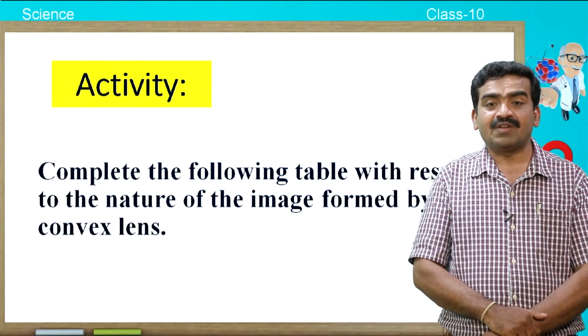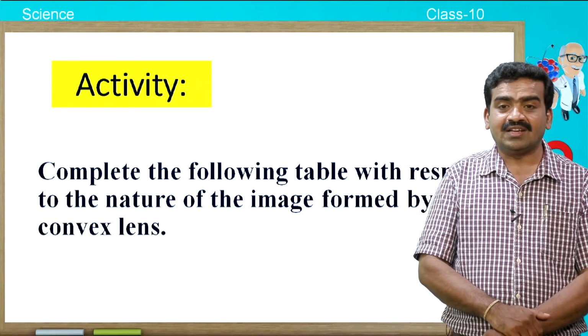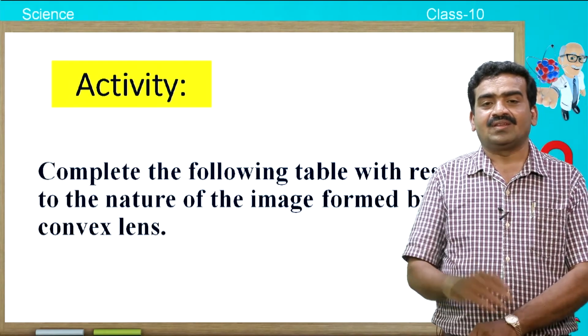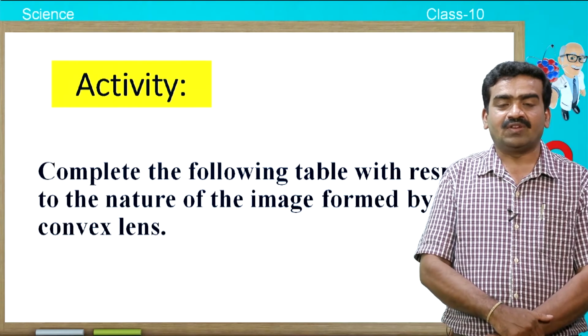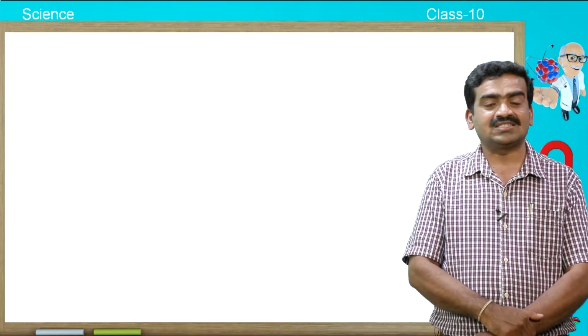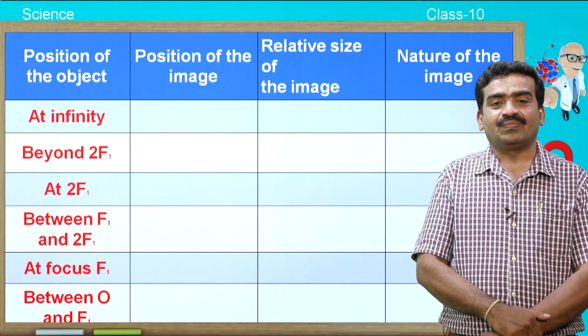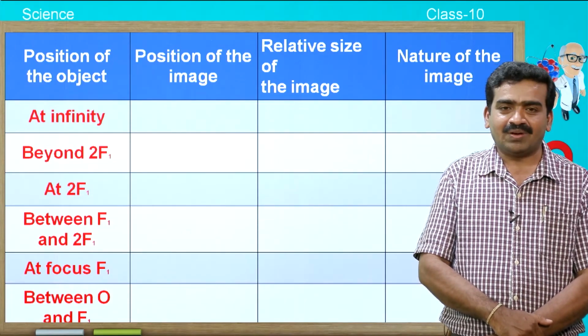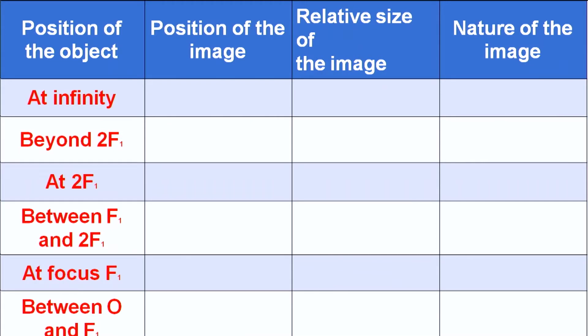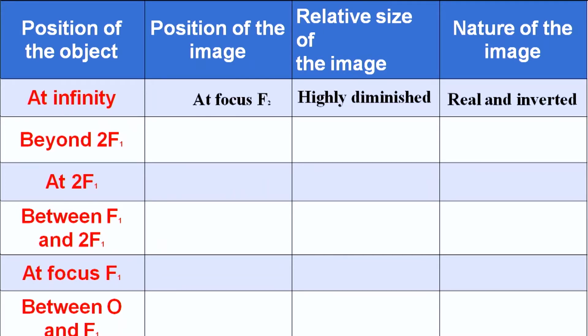I will give you an activity, and you have to complete the table with respect to the nature of the image formed when the object is placed at different distances. Now, just recall what you have learned and try to complete the table. For the first line, when the object is placed at infinity, the position of the image is at f2, the relative size of the image is highly diminished and the nature of the image is real and inverted.